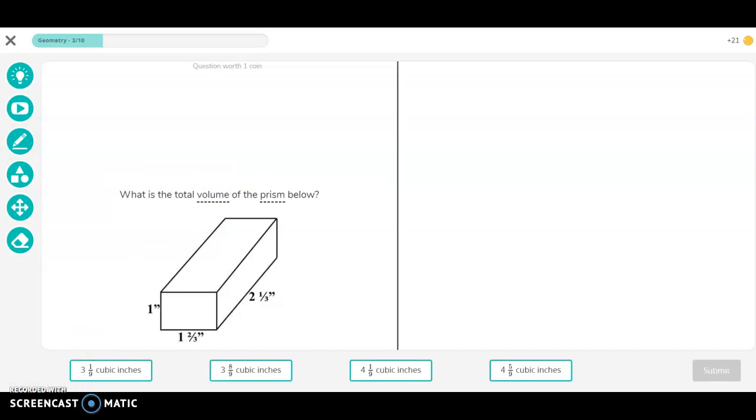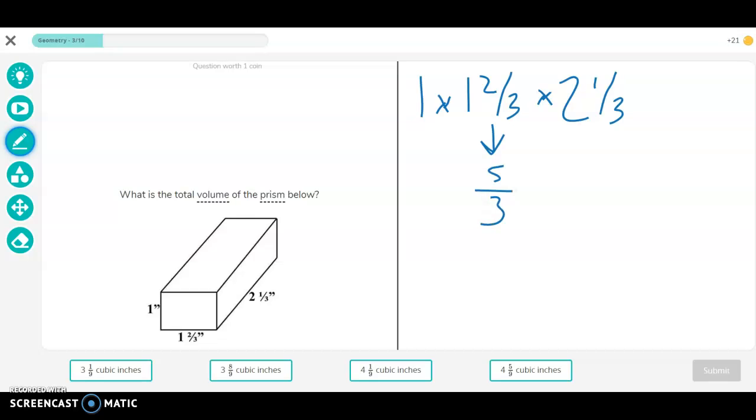Okay, this one is just total volume. So all you need to do is take 1 times 1 2/3 times 2 1/3. Remember, you can convert these to decimals for your calculator. If you don't remember how to do that, figure out what these are as improper fractions. So 3 times 1 plus 2 is 5/3, and then you can put 5 divided by 3 in your calculator, and that'll give you the decimal, which is 1.67.